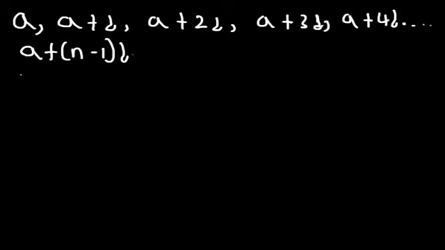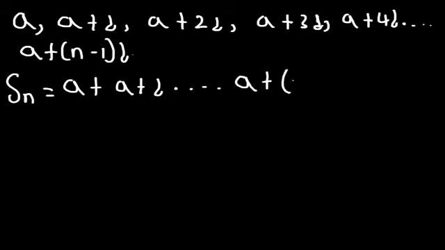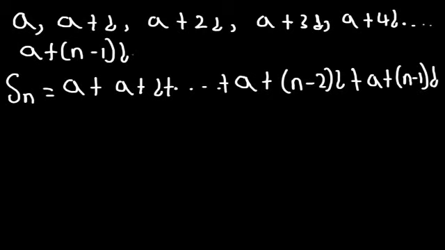What will we do? We know that it's going to be of this form: S of n equals the addition of each term, A plus D, then it keeps on adding this all the way to A plus (n minus 2)D, plus A plus (n minus 1)D.